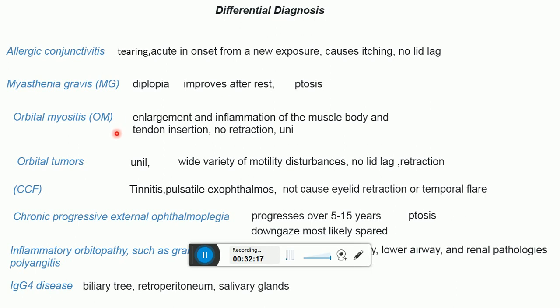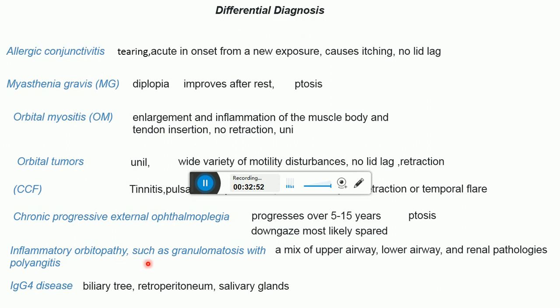Orbital myositis. There is enlargement and inflammation of the muscle body and tendon also. There is also no retraction. It is unilateral. Orbital tumors are unilateral with a wide variety of motility disturbance, no lid lag or retraction. Carotid cavernous fistula, there is tinnitus, pulsatile exophthalmos, and it does not cause eyelid retraction or temporal flare. Chronic progressive external ophthalmoplegia is progressive over 5 to 15 years, and there is ptosis and down gaze is most likely spared.